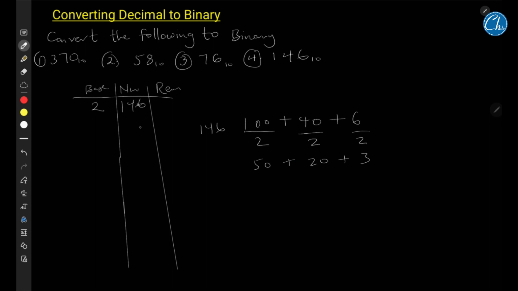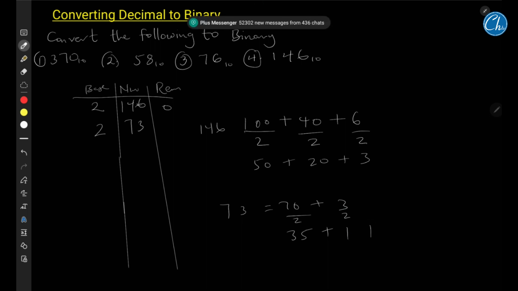So 2 will go into 146, 73 remainder 0. Now we repeat our 2. Now let's expand the 73. It's going to be 70 plus 3. 70 divided by 2 will give us 35, plus this divided by 2 will give us 1 remainder 1. So you are going to get 36 remainder 1.